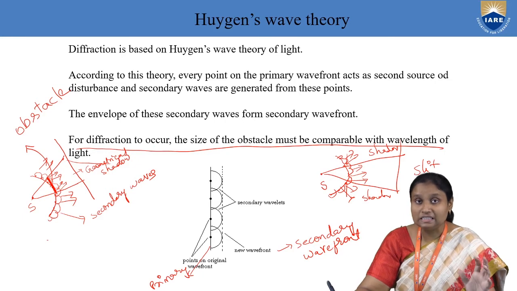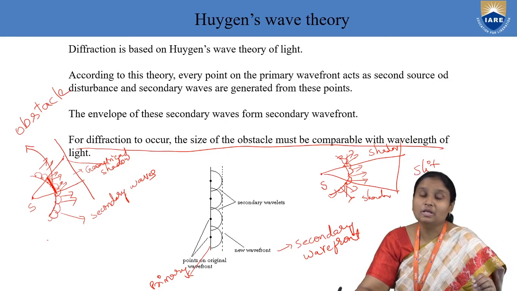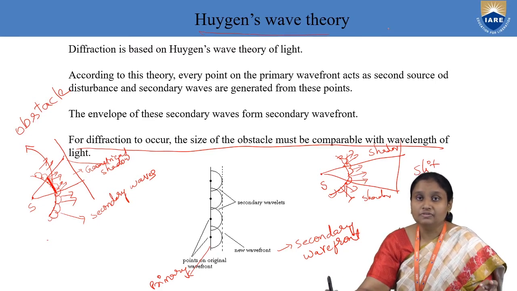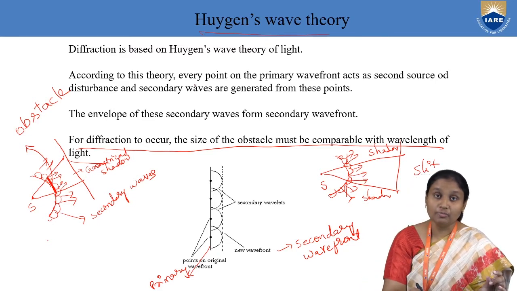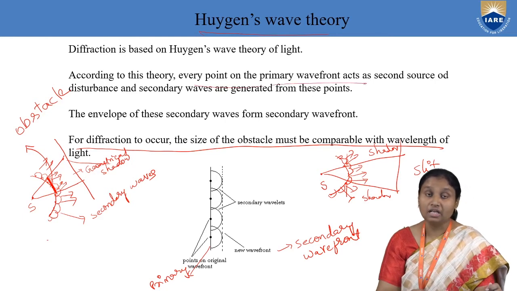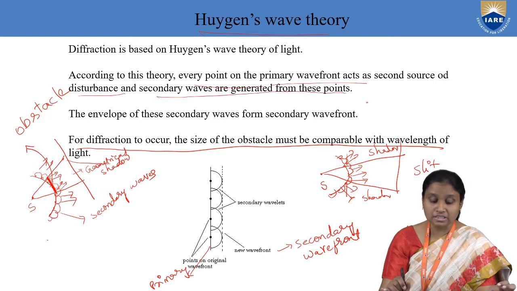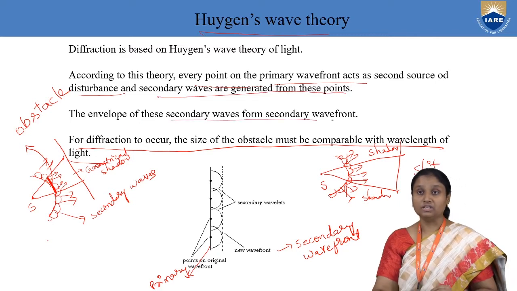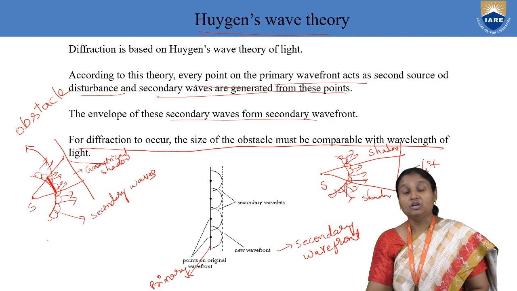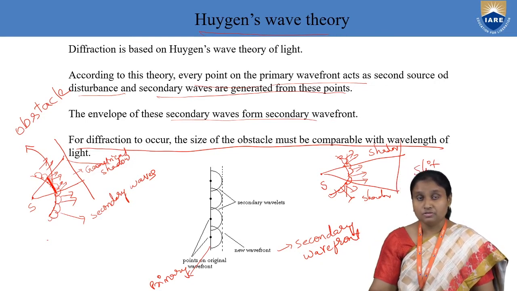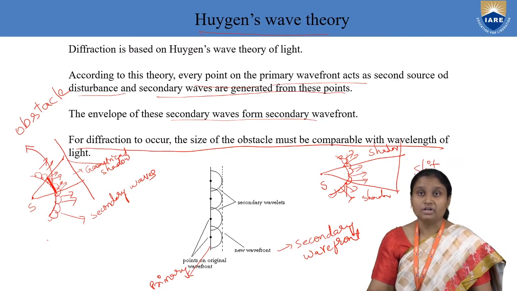Now this theory of secondary waves and primary wavefront was given by Huygens wave theory. So what is Huygens wave theory? According to Huygens wave theory, every point on the primary wavefront acts as a secondary source of disturbance. The secondary waves originating from these points spread in different directions and form one more wavefront, which is the secondary wavefront. Because of the spreading of these secondary waves, we get the diffraction phenomenon. So this is about the phenomenon of diffraction.